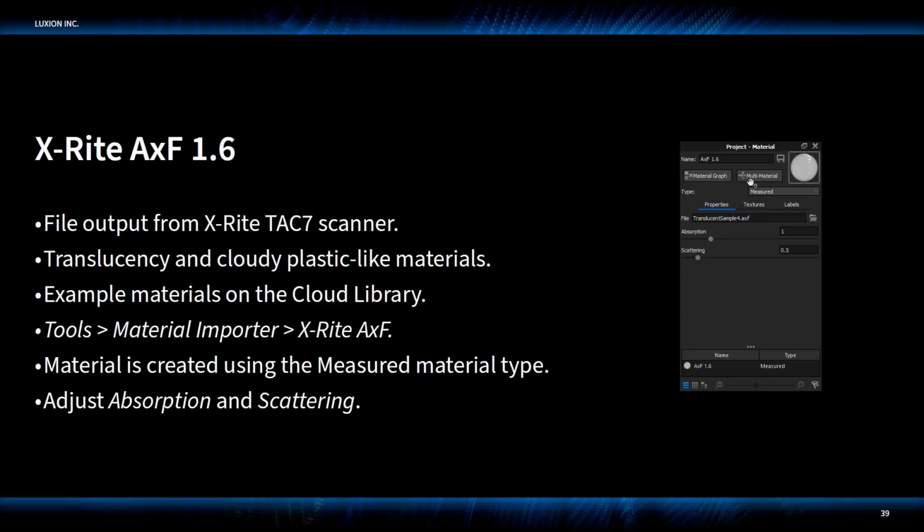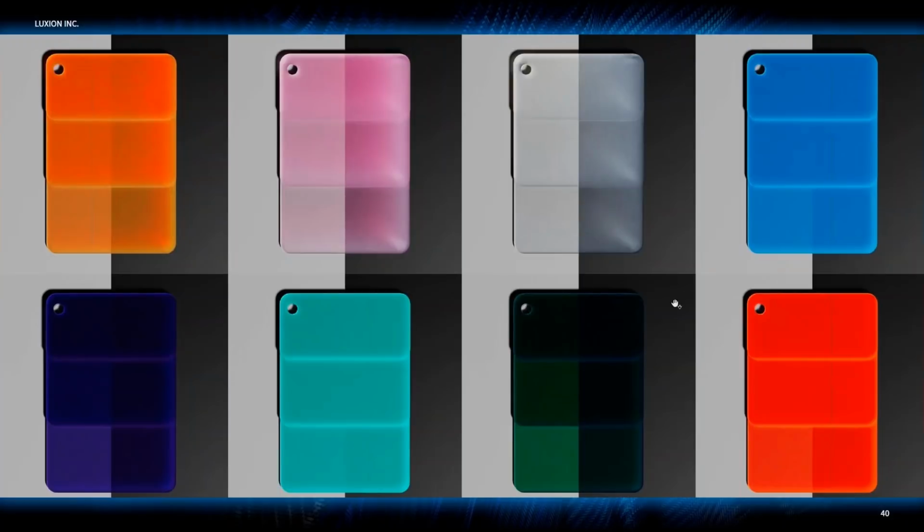And this one uses the measured material type, which you can see in the screenshot, and just points to that AxF file. And depending on the way you've scanned the material, you have some different options for adjustments there. In the case of the translucency, you can adjust absorption and scattering to further customize the look of those materials. And here are some examples of that. This is a rendering with some sample files that will be available on the cloud library, so you can see what kind of appearance you're able to achieve now with those.